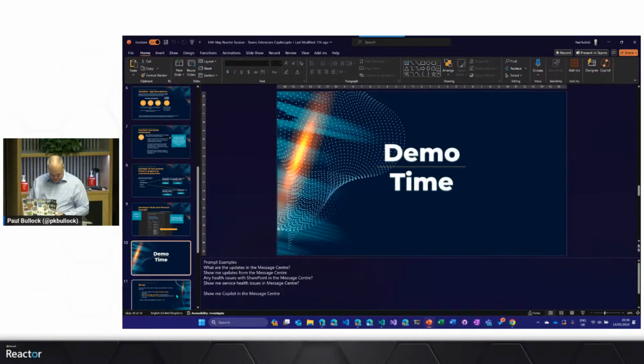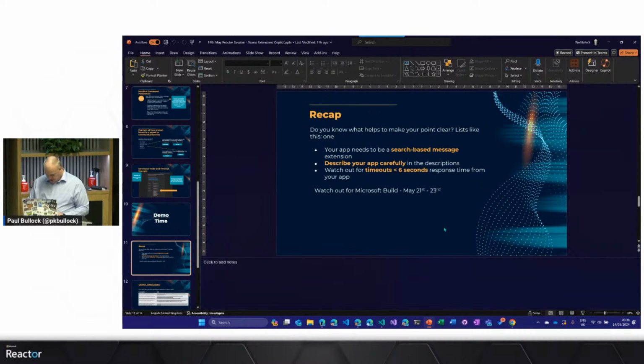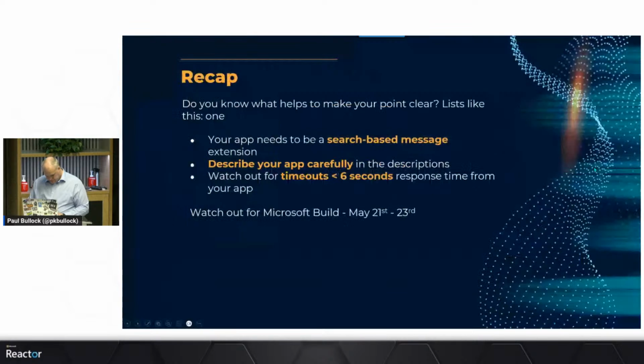I will just quickly rattle on here, and then we'll wrap up. Just a quick recap. It needs to be a search-based message extension for you to use it in Copilot. Describe that very carefully in the descriptions. It does influence your results, so it took a bit of tweaking for me to get that output. And again, watch out for the timeouts. That always caught me out.